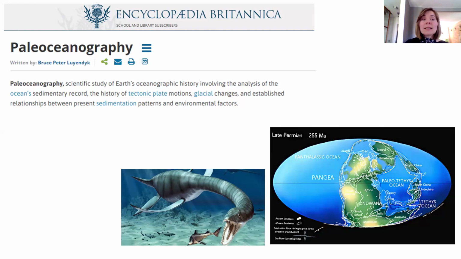So we'll start maybe with some definition: paleoceanography. That is the study of the Earth's oceanographic history. It is based mainly on ocean sedimentary records, and it comprises reconstructing past history and changes in climate, in environment, in tectonic movements, and every environmental factor.